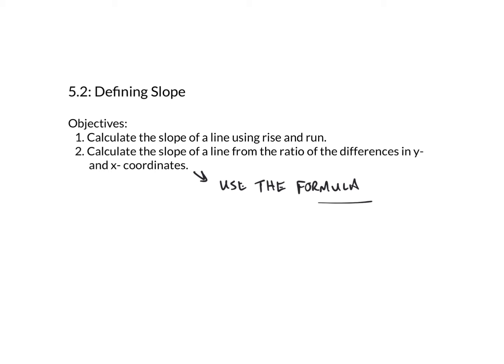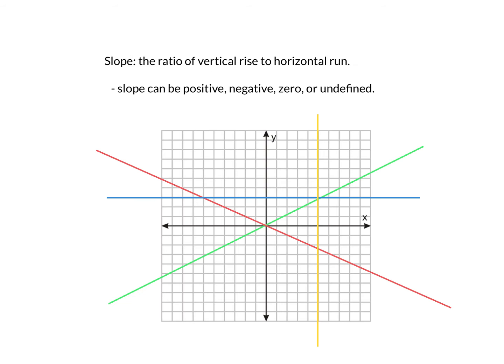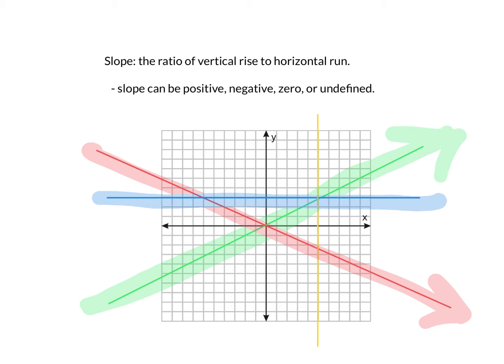So let's get started. The first thing we need to talk about is the fact that slopes can be positive, negative, zero, or undefined. So we can have a positive slope. Okay, if our y values are increasing from left to right, we always read slope from left to right. We can have a negative slope. That's when our y values are decreasing from left to right. We can have a slope of 0, which is any horizontal line. And we can have an undefined slope, which is any vertical line. So slope can be positive, negative, 0, or undefined.